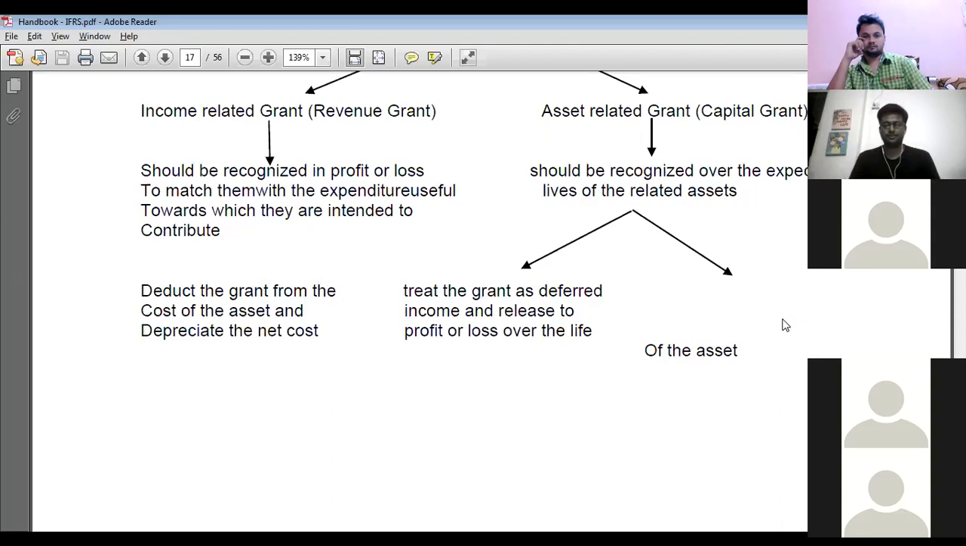ऑप्शन नंबर वन, पहला तो हम क्या करेंगे, we will deduct this 20 lakh from the cost of asset. तो कॉस्ट ऑफ एसेट कितना है, 50 लाख, 50 माइनस 20 कर दिया 30 लाख। 30 लाख से ही हम एसेट रिकॉर्ड करेंगे और 30 लाख को डेप्रिशिएट करेंगे over the useful life. फॉर एग्जाम्पल अगर 10 साल का लाइफ है मशीनरी का, तो 30 लाख को 10 साल में डेप्रिशिएट करेंगे। ये हो गया ऑप्शन नंबर वन, यानी कि हमने असेट का कॉस्ट ही घटा दिया.